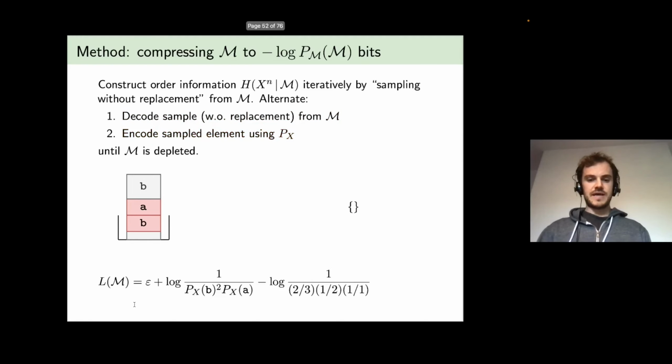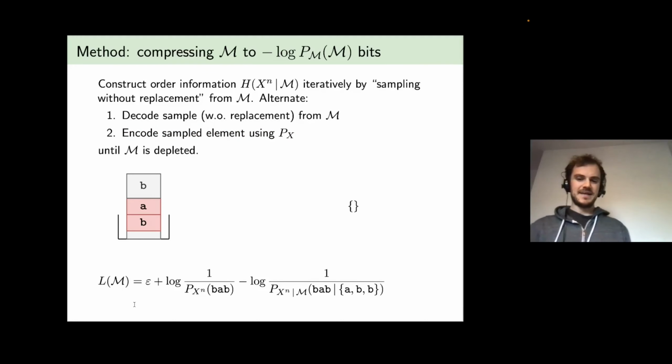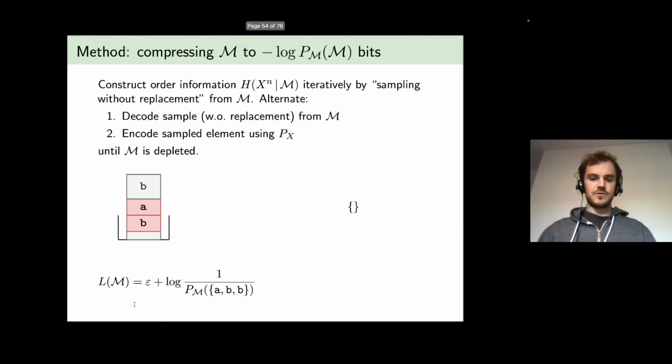So then just kind of gathering terms at the bottom and expressing things in a slightly more general form, we can see that basically this process has encoded those symbols at a rate equal to the information content of the multiset plus this epsilon, which is a constant. So that's pretty good. So as the size of the multiset grows, the constant epsilon becomes irrelevant.